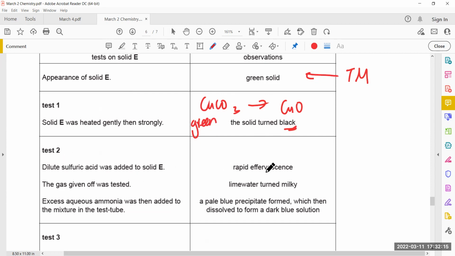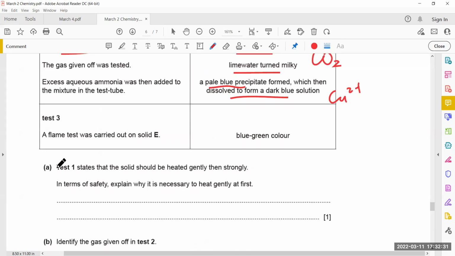Dilute sulfuric acid was added, rapid effervescence. Acid and then effervescence, lime water, that means it's carbon dioxide. So it must be a carbonate. Then ammonia, pale blue precipitate, dissolves in excess. That one confirms copper ion. A flame test, blue-green. This one again confirms copper ion.